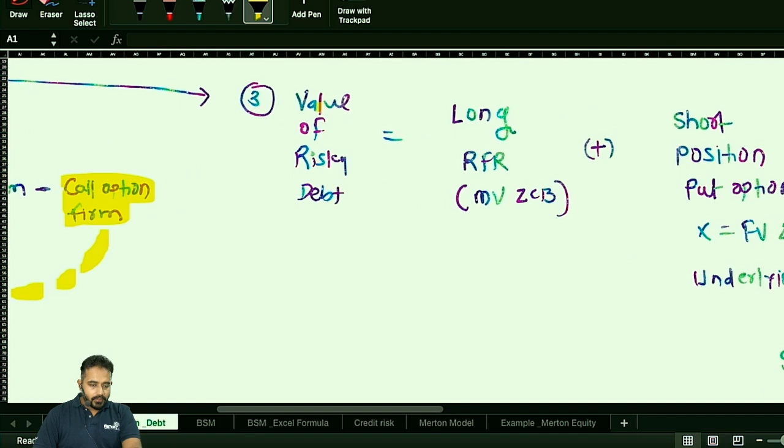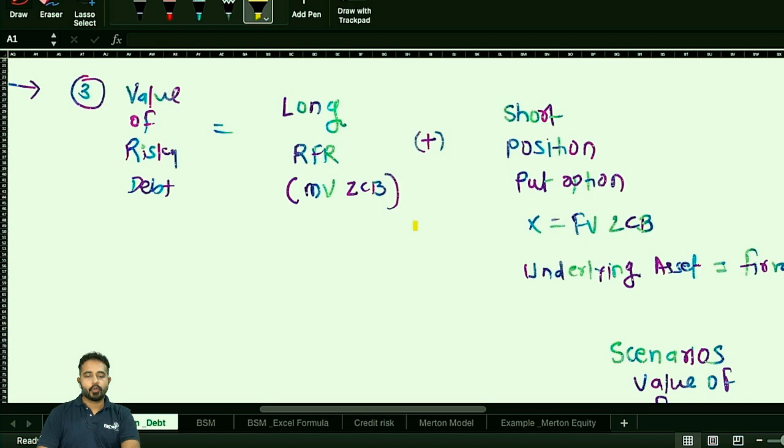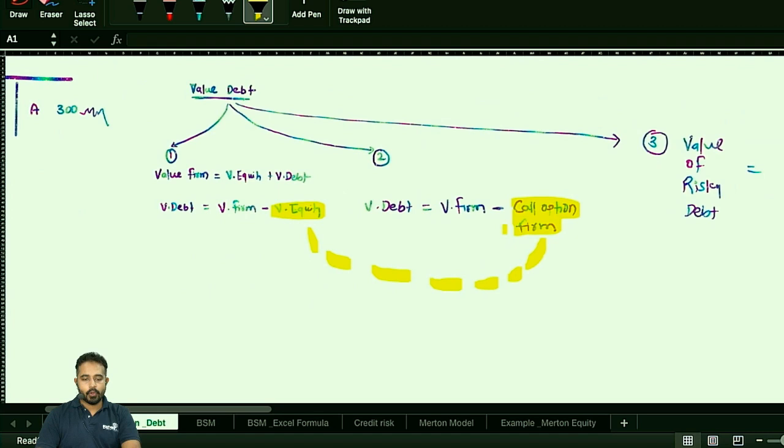So that's your second or third, depending on how you look at it, way of valuing the debt. The value of risky debt is equal to long RFR plus short position on the put option. That's one way to do it. Or value of the firm minus the value of the call option. That's the second way to do it. Okay. Now, can we do an example on this?